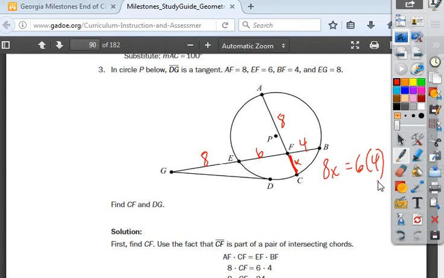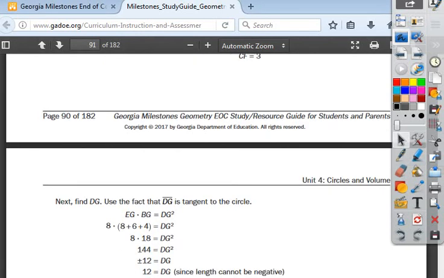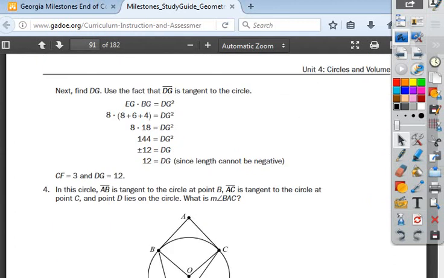And then it says find GD right here. Ooh, let's call that Y. What is the rule for that one? Square the tangent one, and then you say outside times the whole thing. And then you'd have to work that out from there. Wait, never mind. Good? All right, we'll have to stop there.